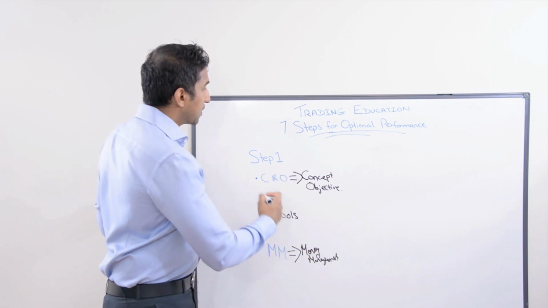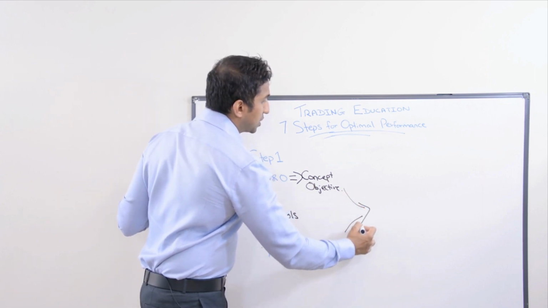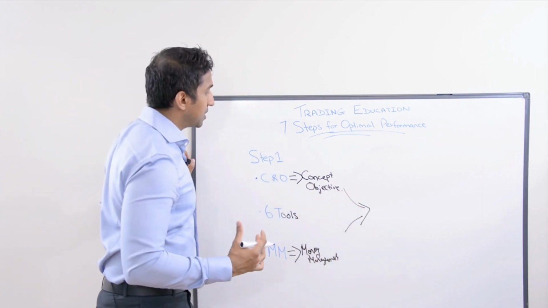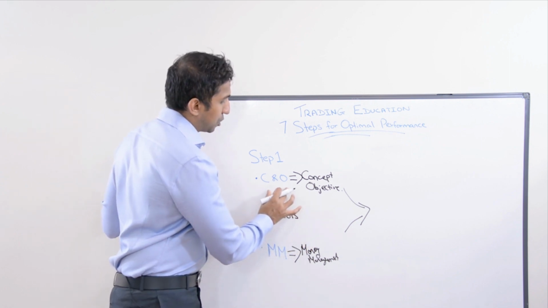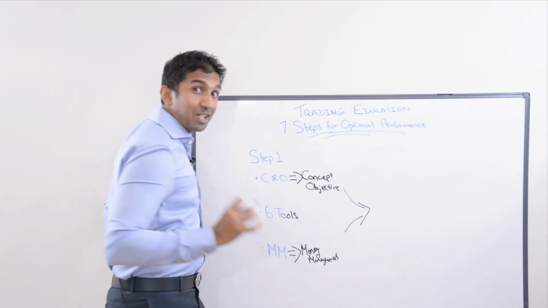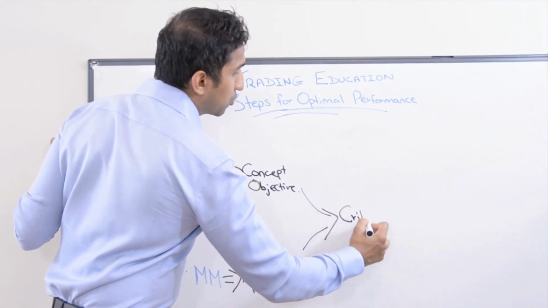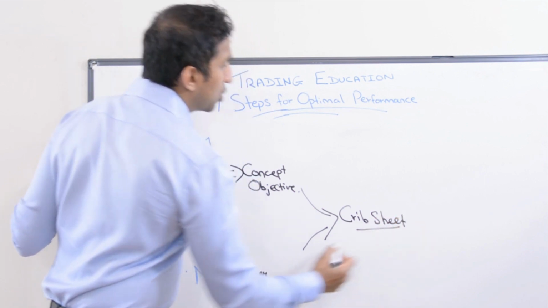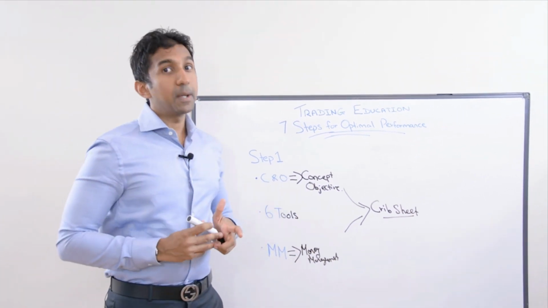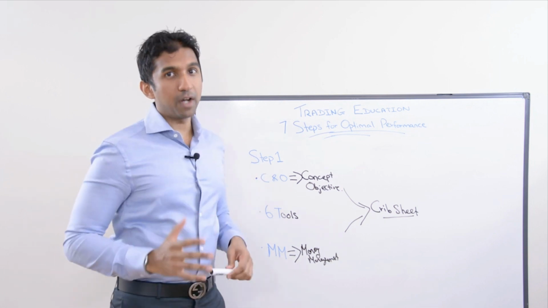Now, once you have done all of this and you have written all your entry, stop loss and target parameters, all from the 6 tools that I mentioned here, aligned with your concept and objective with your money management rules, we then write them all into what we call a rule sheet or a crib sheet, okay? That would have all your rules, and all the rules must be quantified. Now that is for step 1.